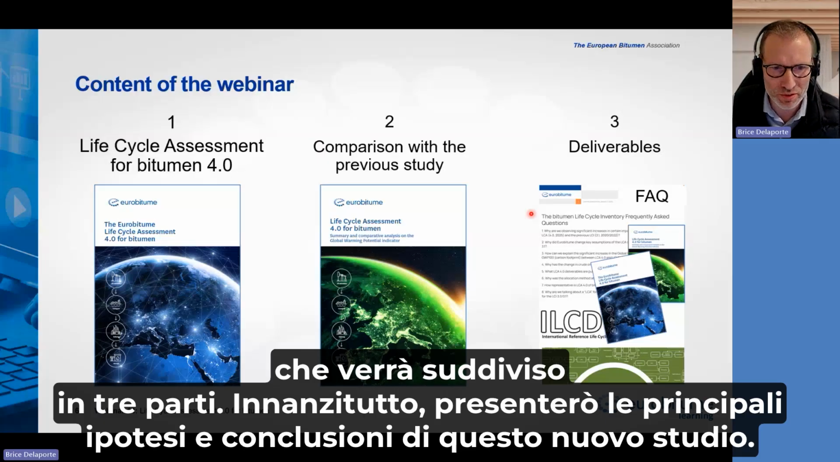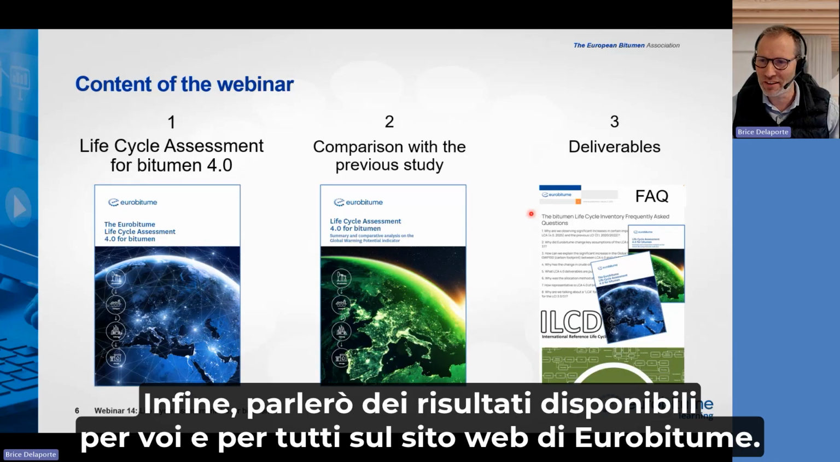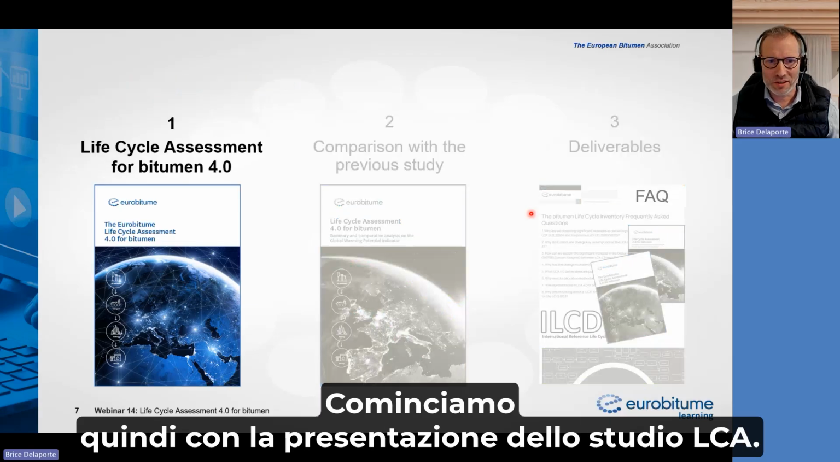First, I will present the main assumptions and the main results related to this new study. Then we will look at the comparative analysis with the previous study, focusing on the global warming potential indicator. And finally, I will talk about the deliverables available for you and for everybody on the EuroBitume website. So let's start with the presentation of the LCA study.